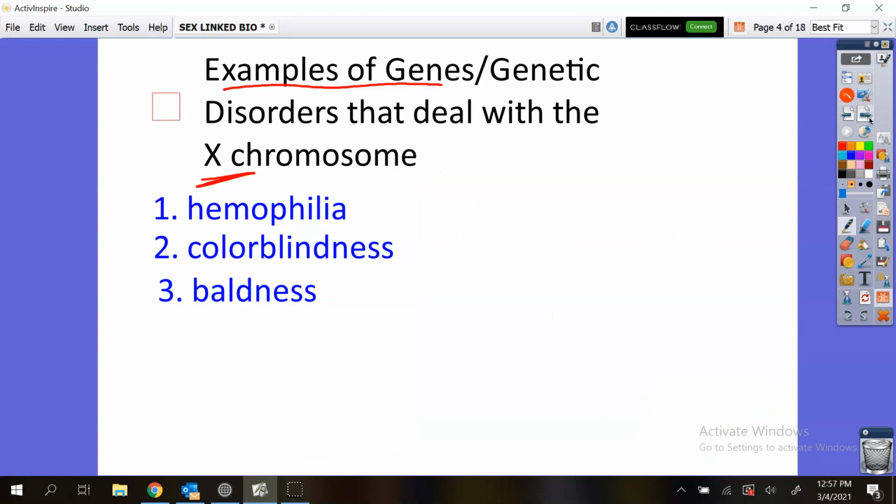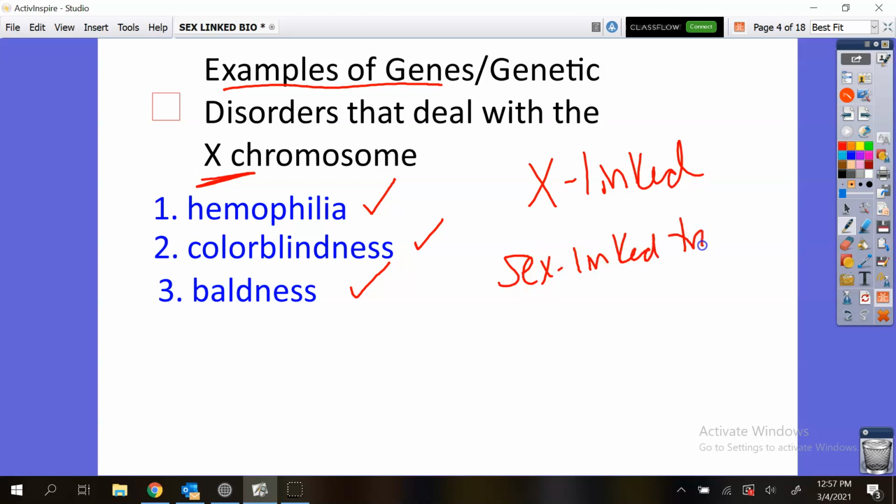Now, the ones we're going to talk about in this little activity are hemophilia. If you have hemophilia, your body doesn't clot normally as it should. And then we're also going to talk about the sex-linked traits known as color blindness and baldness. Those aren't necessarily genetic disorders, but those are genes that are also found on the X chromosome. So these are going to be X-linked traits, because that's where they're found, or a lot of times referred to as sex-linked traits.